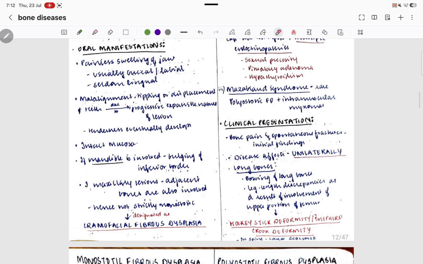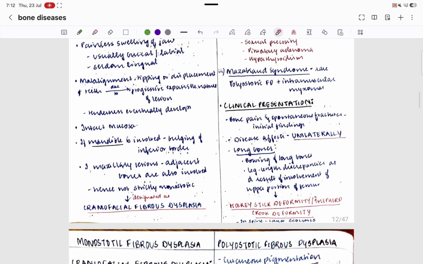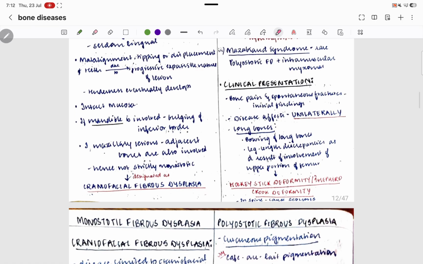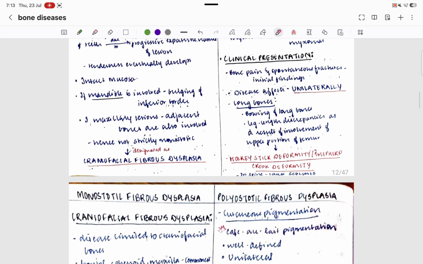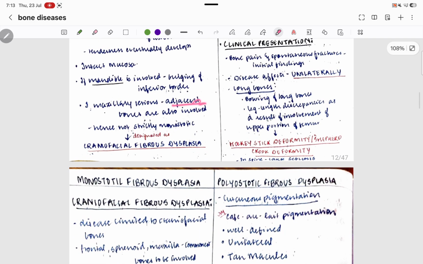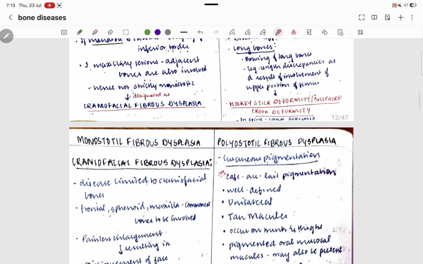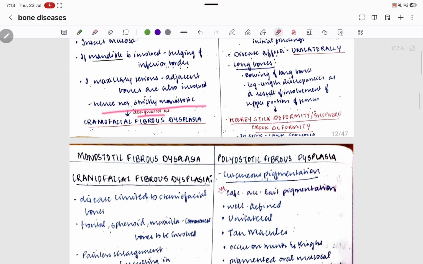Then there is tipping or displacement of teeth, malalignment, due to the progressive expansile nature of the lesion. Tenderness eventually develops, with intact mucosa. So the mucosa is not affected, but tenderness eventually develops when it becomes a little more severe. Then if the mandible is involved, bulging of the inferior border occurs, and maxillary lesions often involve adjacent bones as well, hence not strictly monostotic.